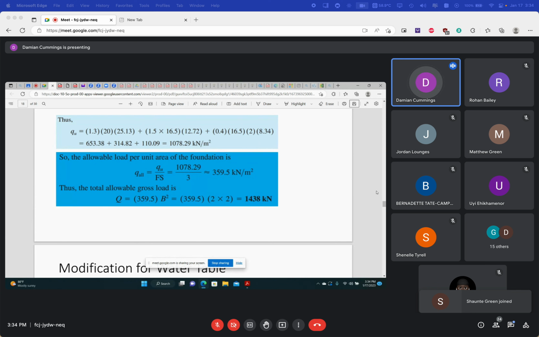So if we have a column load on this foundation that exceeded that 1,438 kilonewtons, then we need to change the parameters that we have chosen for our design. Is that clear?